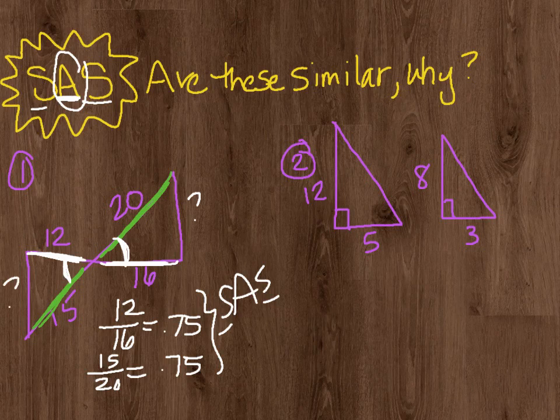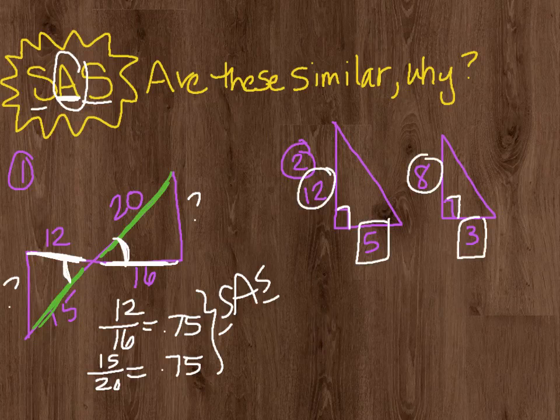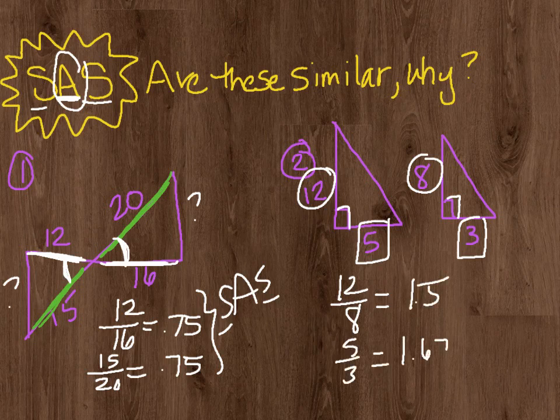Now this is nice because they already have the right angle marked for us, so we need to check 12 and 8 match up with 5 and 3. So 12 over 8 we would check, and that would equal 1.5. And if I did 5 over 3 and I divide that out, I'm going to get 1.67. So since these two sides do not match, this is a no. They are not similar. So I just wanted to give you an example of why it doesn't work, because these have to match up the ratio still.